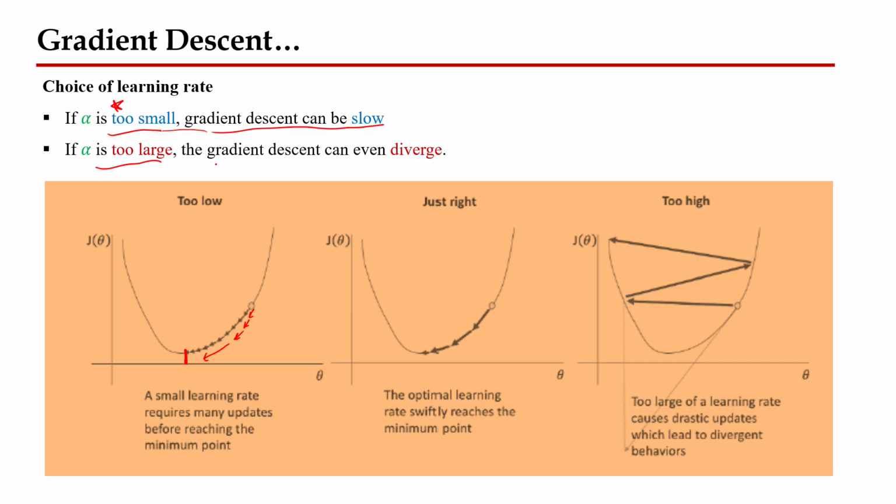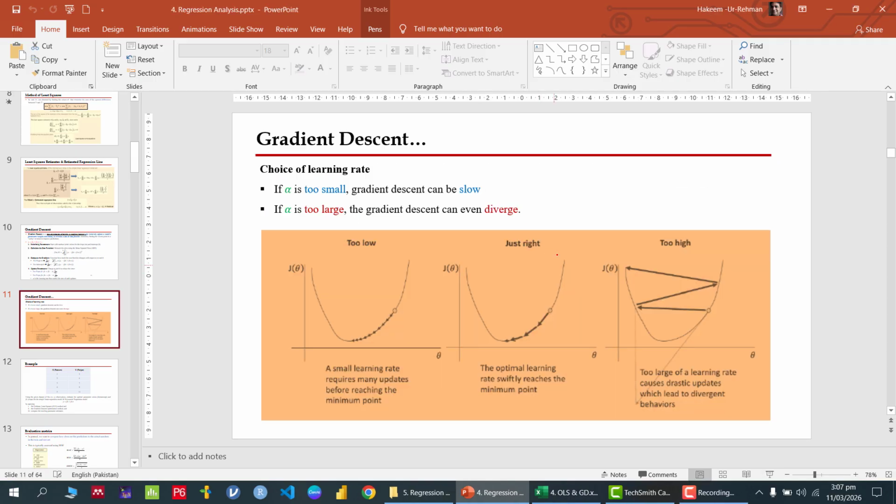But if we pick a very large alpha, then it might be possible that your algorithm is going to zigzag. In that case, you might not be able to reach the optimum solution, or your solution is going to diverge. So that's why we have to pick the right alpha. Remember that technically the best approach you can use to pick the appropriate alpha is cross validation. But right now, because alpha is a hyperparameter, we have to pick it manually.